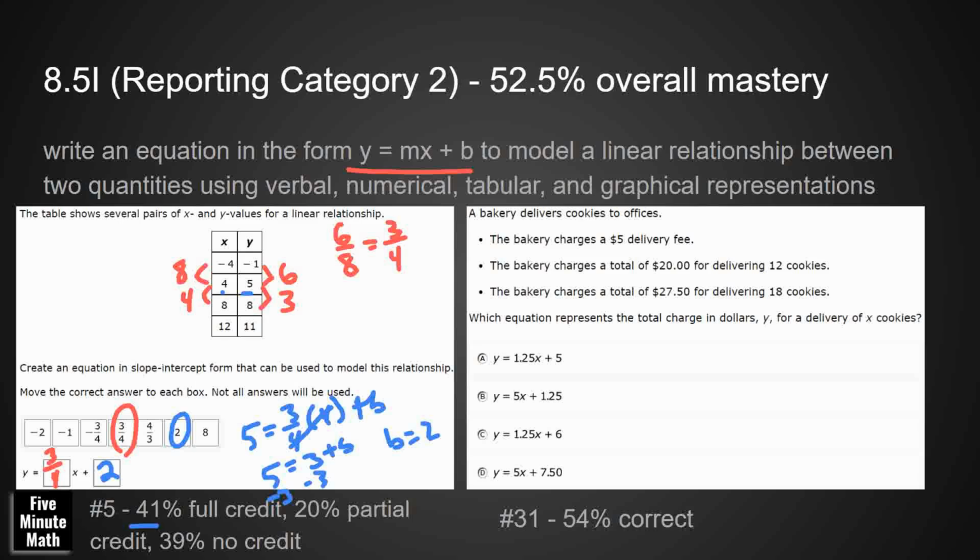41% of our students were able to get full credit. That's both items. 10% were able to get partial credit. So if we take half of that, that's 5 points. That's 51% overall mastery. So that's not horrible.